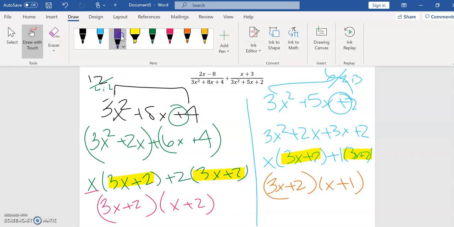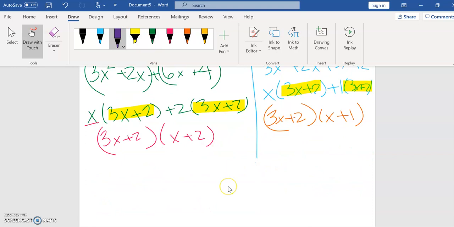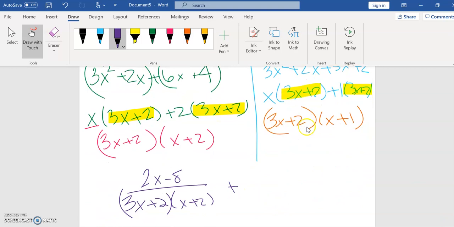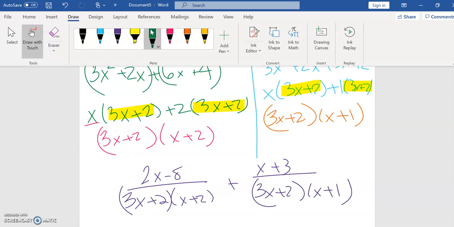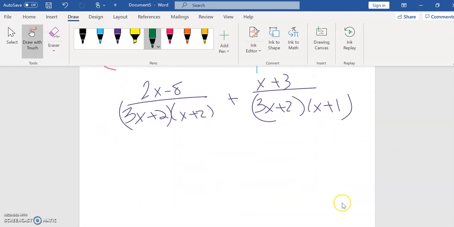So let's rewrite this. This was most of our work. So I have 2x minus 8 over 3x plus 2, x plus 2. And then here I have x plus 3 over 3x plus 2, x plus 1. Okay, so that's our first step. We factored the denominators. Now we have to make an LCD.